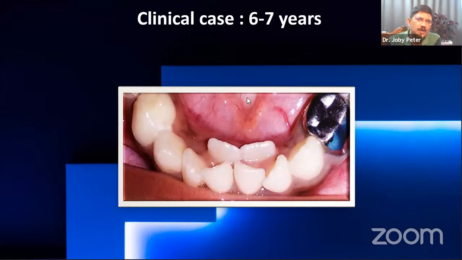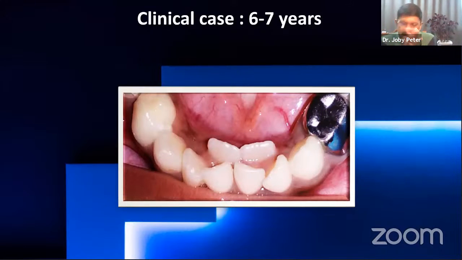Can you come to the chat box, those who are on Zoom or YouTube, and say what will you do for this condition? Yes, Rishba Kabur: extraction of 7-1 and 8-1. Yes, extraction. Great, the answer is very evident. It's around 6.5 to 7 years of age, the teeth have come inside, so the only option is to go for extraction of the primary lower central incisors, 7-1 and 8-1.